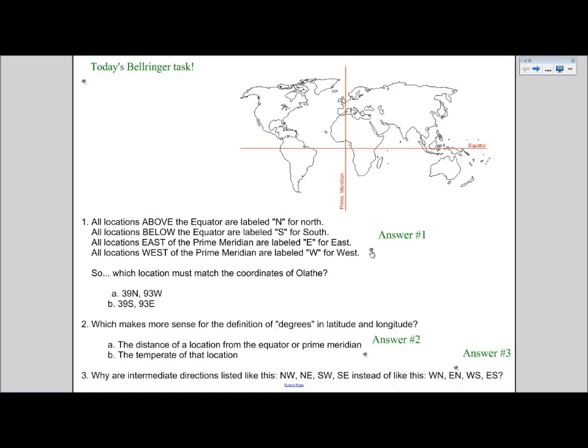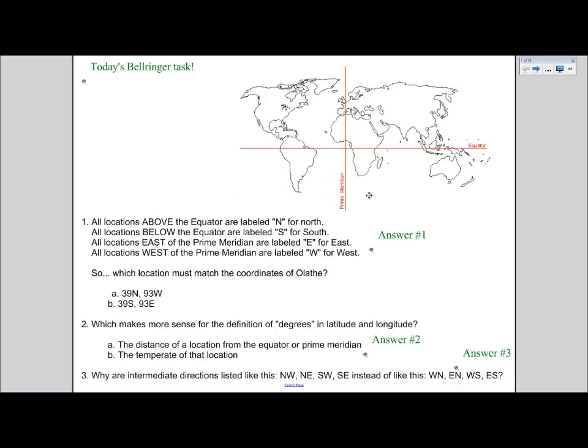Alright, now that you've had time to discuss with your teams, let's talk about the answer to number 1. We talked about the equator and the prime meridian yesterday, and we learned that anything above the equator is always labeled with degrees north. For example, 20 degrees north or 40 degrees north would be north of the equator. The opposite of that is south of the equator.